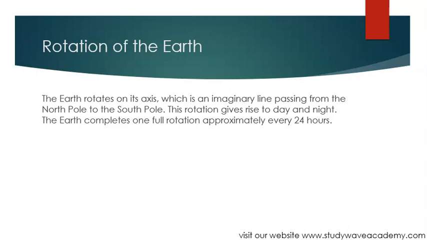Okay? So the Earth isn't just sitting still in space. It's spinning around like a top on an imaginary line called an axis. This spinning is what gives us day and night, and it takes about 24 hours for Earth to complete one full spin. Okay? So we now know about the rotation of the Earth, right? Good.